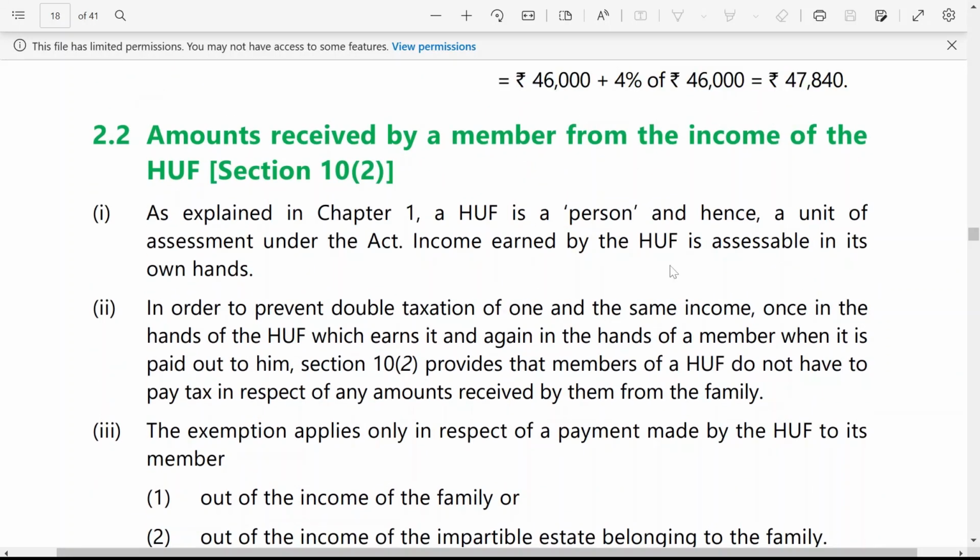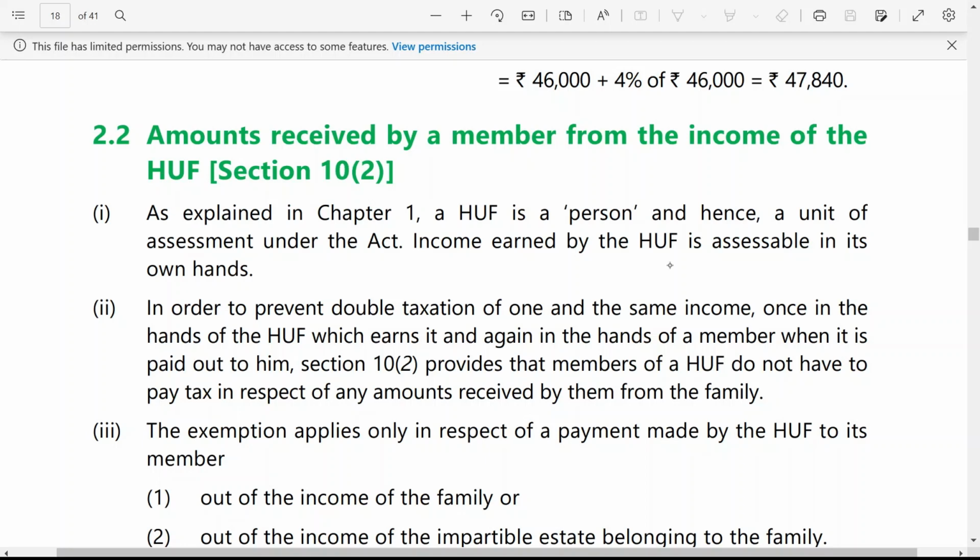The same point is discussed. Amount received by a member from income of the HUF, section 10 subsection 2. As explained in chapter 1, a HUF is a person and hence a unit of assessment under the Act. That means HUF is taxable under the Income Tax Act as a different entity because it is also a person. Income earned by the HUF is assessable in its own hands and not in the hands of its members.